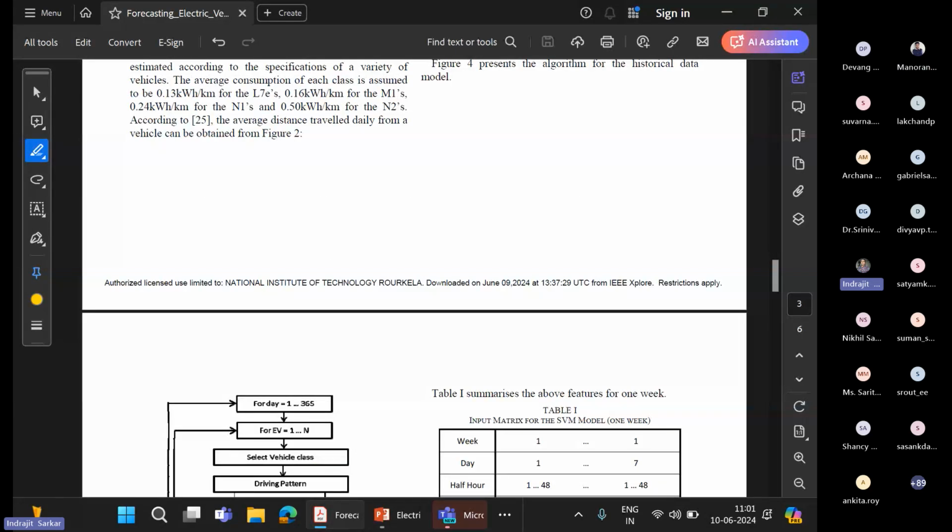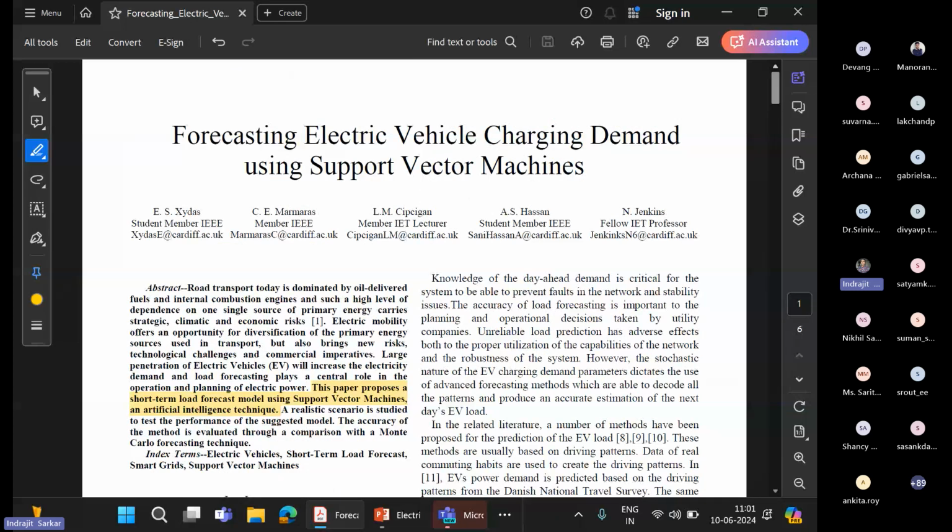Okay, various papers are available. I just want to show you one. Can you see this paper? Yes, sir. It is on forecasting electric vehicle charging demand using support vector machine. It says support vector machine, but it could be any machine learning algorithm. It is your judgment which algorithm is going to give you the best result. Here the authors have taken support vector machine and compared it with the Monte Carlo technique. This paper proposes short-term load forecasting.